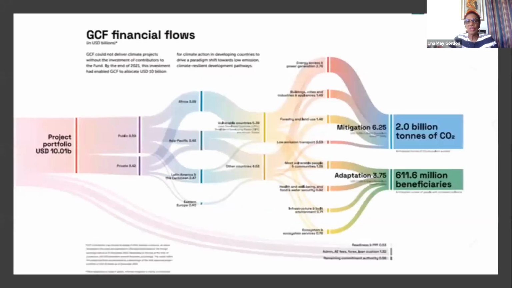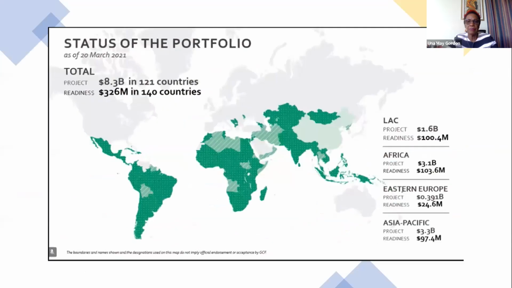I've put this slide here to let you see how the GCF flows have gone. And this is the most current information that came out in 2020: how many tons of CO2 has been avoided and how many beneficiaries, the split between adaptation and mitigation. And as you see, mitigation still commands a larger portion. So for SIDS and developing countries, we have to step up the game because for us, adaptation becomes more important.